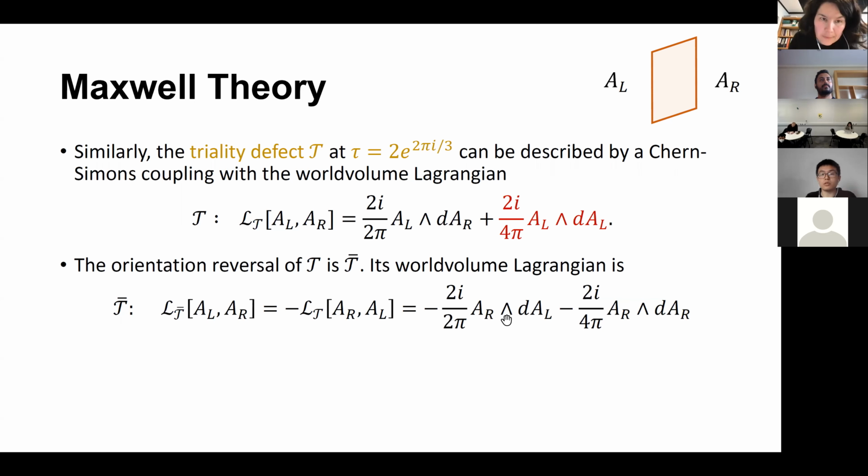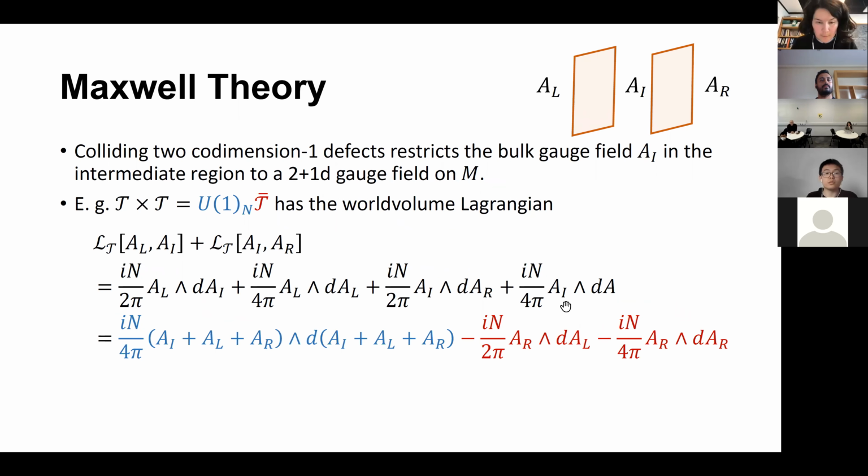It has an off-diagonal Chern-Simons term with a coefficient -2, and a diagonal Chern-Simons term, now involving A right, with coefficient -2. Okay, so now using these explicit world volume Lagrangians, we can talk about fusions. We can use them to explicitly compute the fusions of these triality defects.